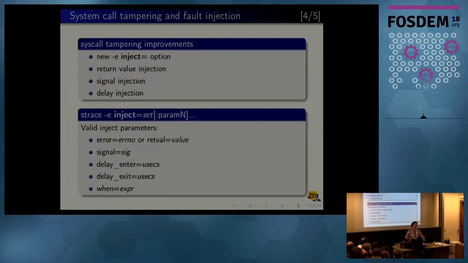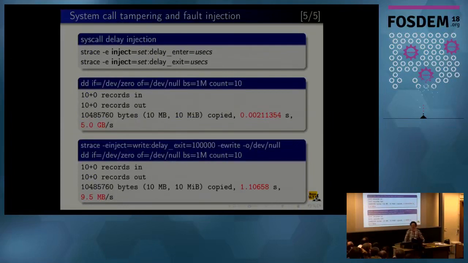So there is a new option called inject that can inject not just faults into syscalls, but other kinds of things like signals into syscall invocations, other kinds of return codes that are not that useful, and also delay injection. This is quite a new feature. It's not yet merged. You can inject delays in invocations on entering a syscall or on exiting a syscall, and if strace wasn't slow enough, you can make it even slower in specific cases.